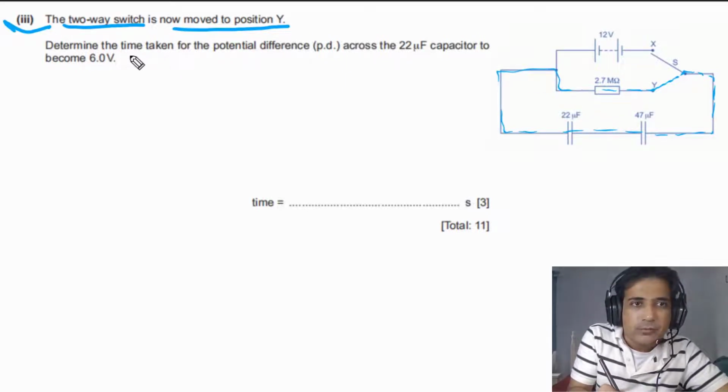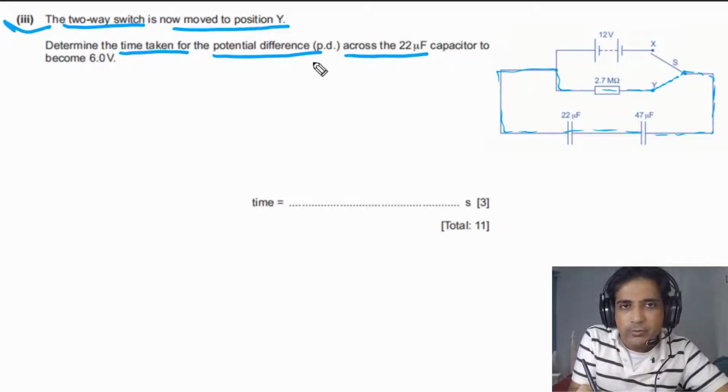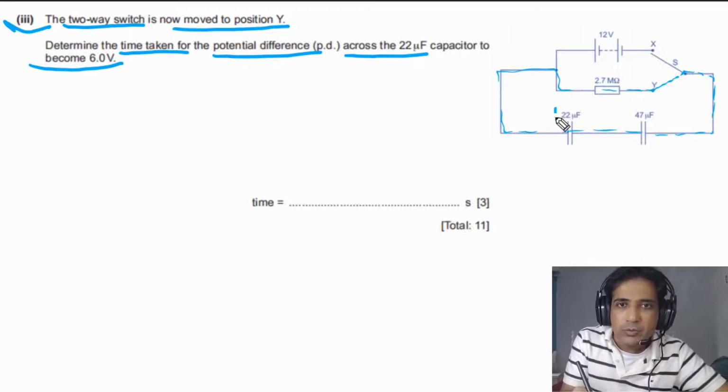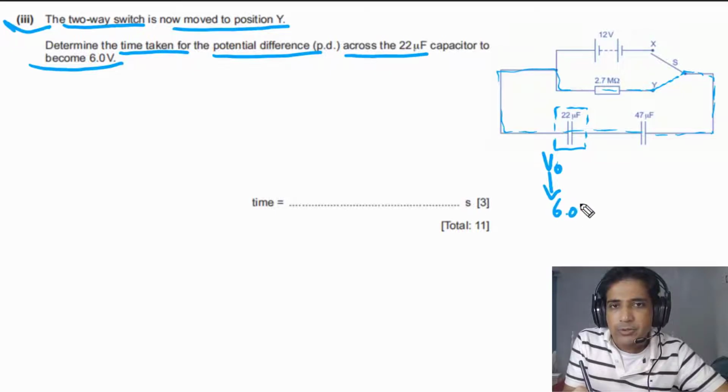For this question, we need to determine the time taken for the potential difference across the 22 microfarad capacitor to become 6.0 volts. So we have to calculate the time taken for this capacitor to discharge to 6.0 volts. Simply imagine that it has some initial voltage across it, and then that voltage drops to 6.0 volts, and we need to calculate the time taken. So this is what the question is asking us. Let's say the time taken is equal to small t.